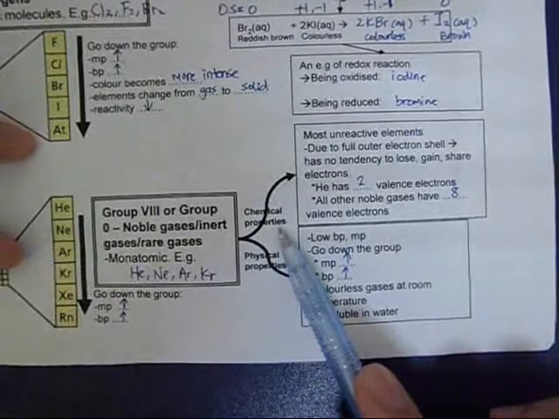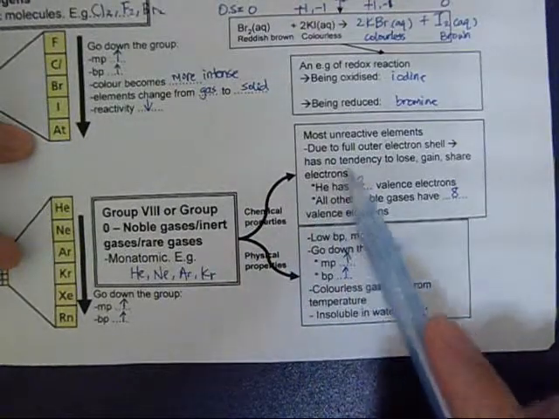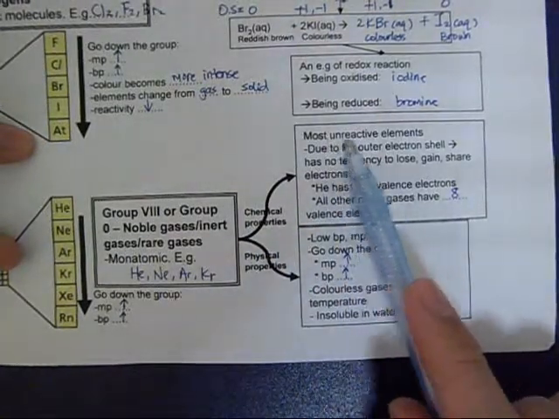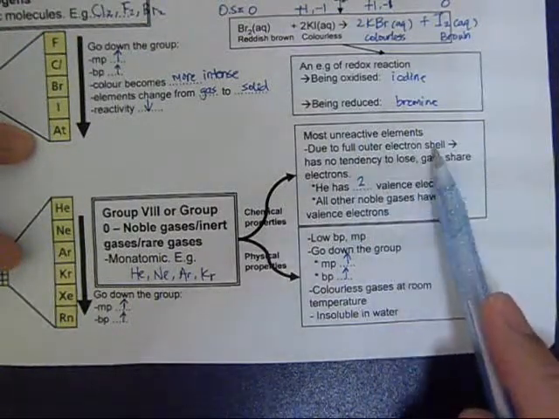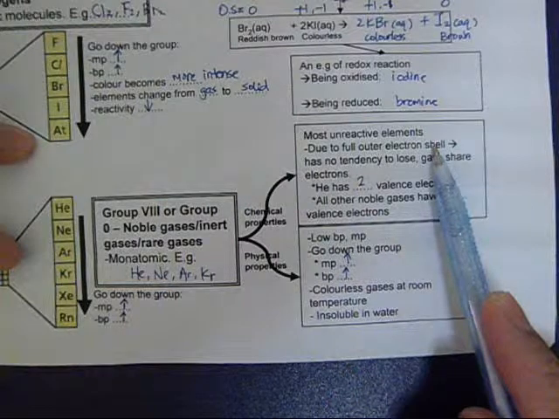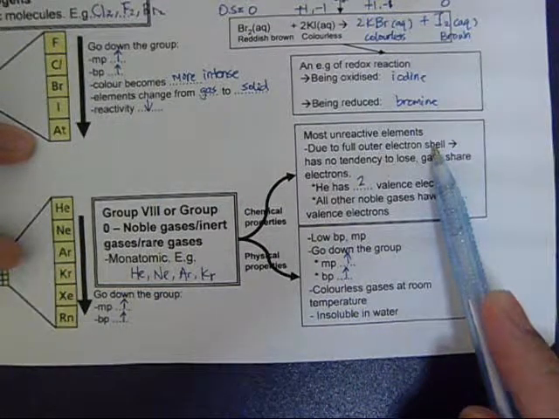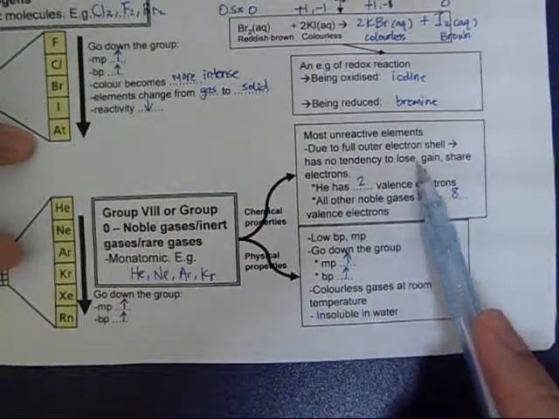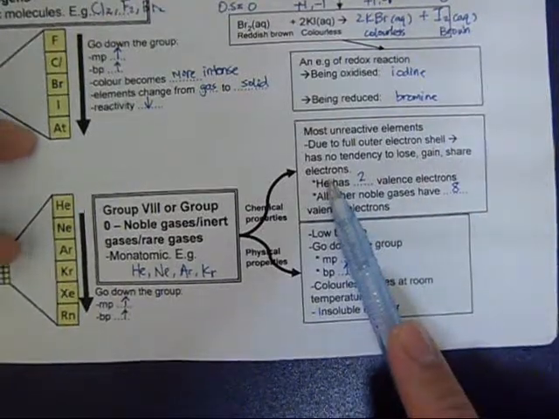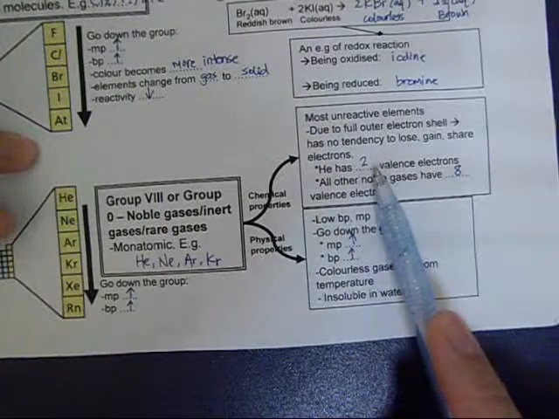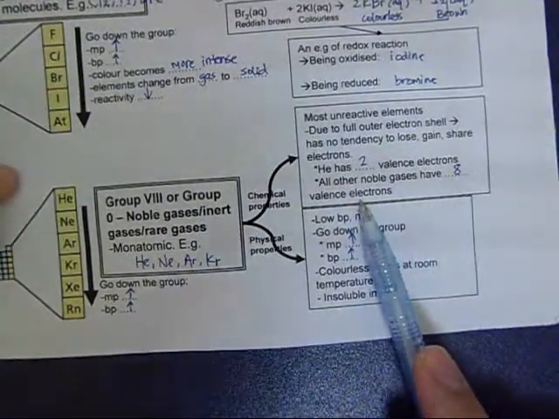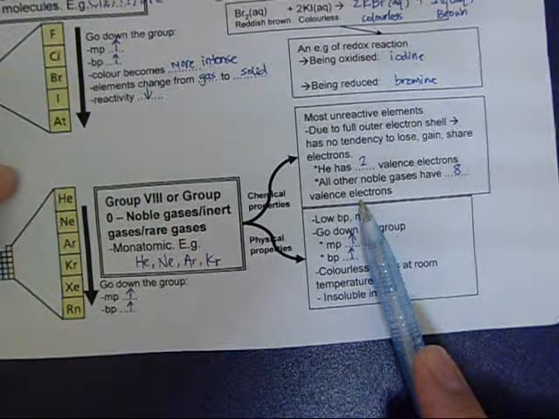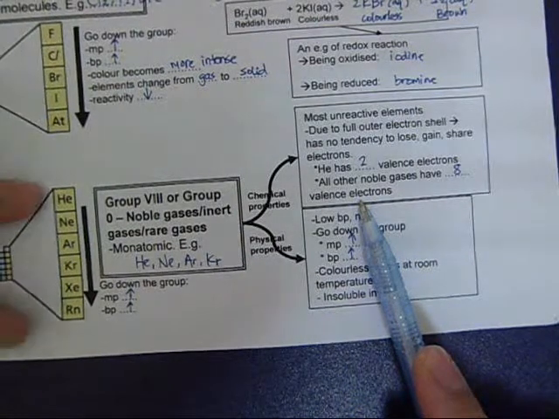Therefore, as you go down the group, melting point increases, boiling point increases, same as halogens. Okay, let's look at the chemical properties. There aren't many chemical properties because all of them are very unreactive elements. Why? Because they have a full outer electron shell, meaning that their valence electron shell is fully filled. They have no tendency to lose, gain, or share electrons. Helium, for example, has 2 valence electrons. All other gases have 8 valence electrons. That means their outer electron shell is fully filled.